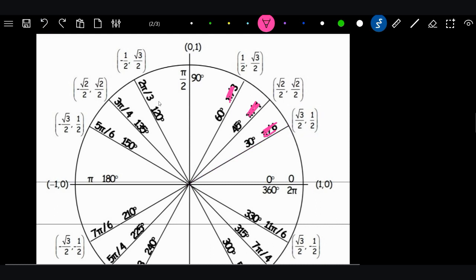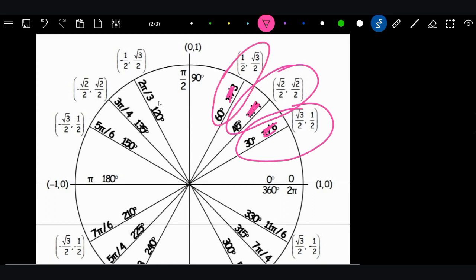But here's what you need to memorize. And you need to memorize these. You need to memorize 30 degrees equals square root of 3 over 2 for the x, 1/2 on the y. 45 equals square root of 2 over 2, square root of 2 over 2. 60 equals 1/2 and square root of 3 over 2.